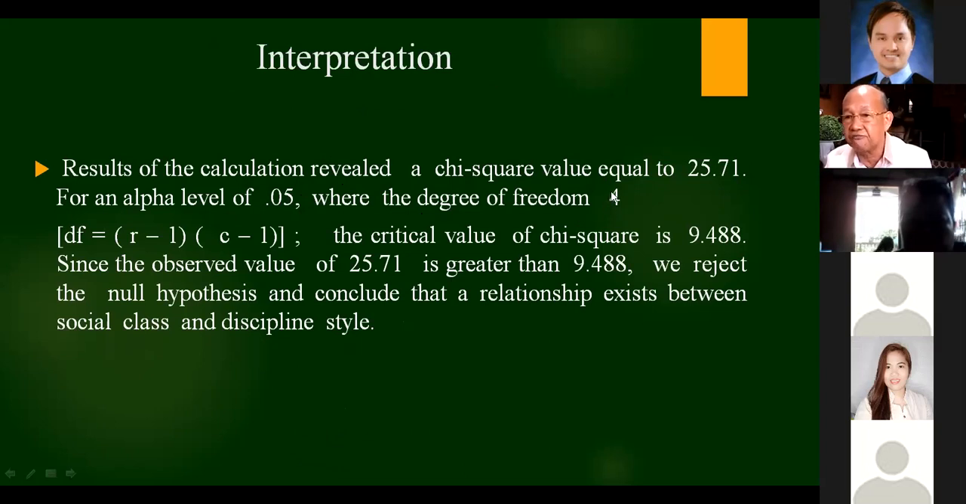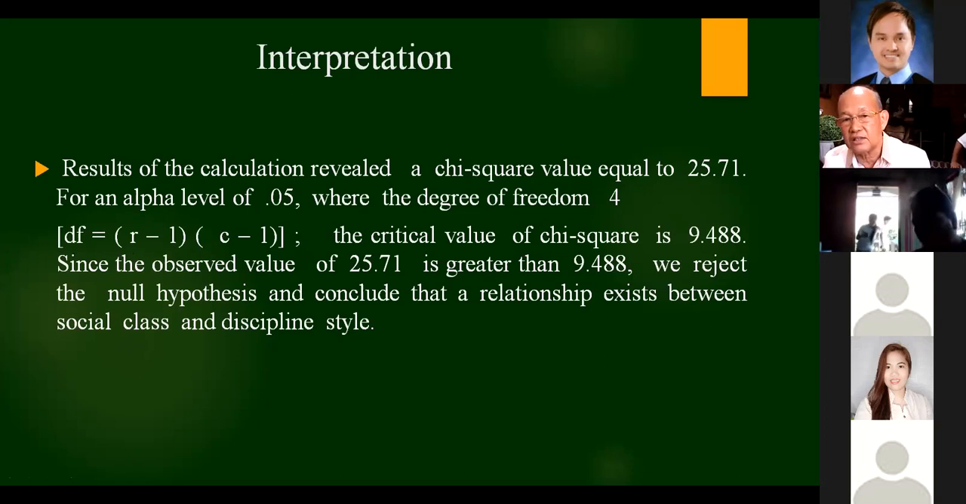Saan ang galing yung 4? Degree of freedom is computed using this. R minus 1 times C minus 1. R means number of rows. Oh, what is our R? Number of rows. Social class.